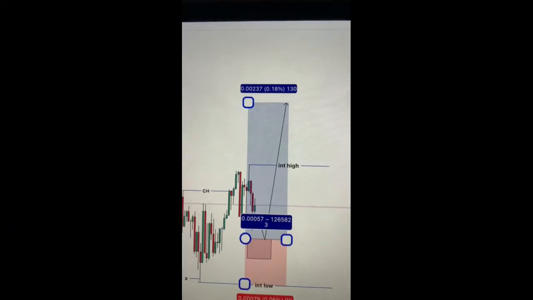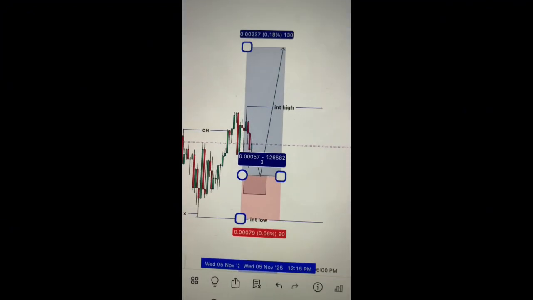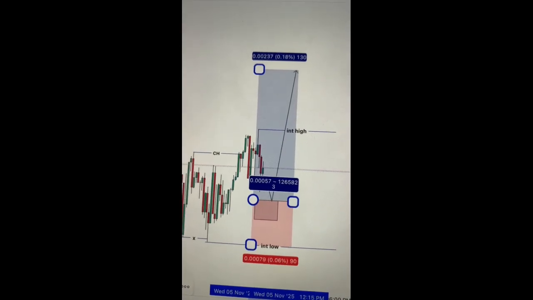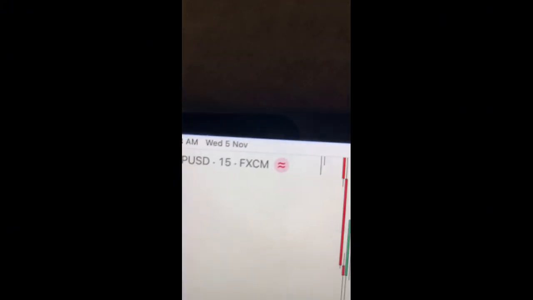So I'm just targeting 3% on this. This is my parameter. This is GBP USD, and it is currently 8:33 AM, Wednesday, November 5th. So let's see how it goes, guys. This is going to be my first trade on this account. Let's see how it goes.